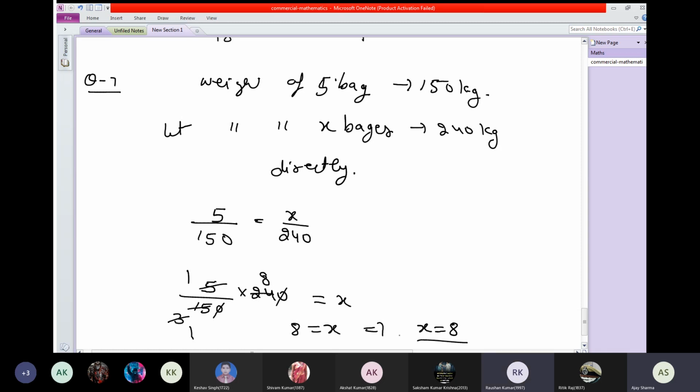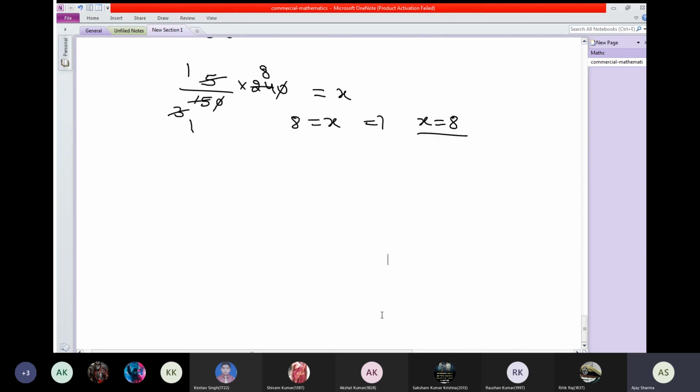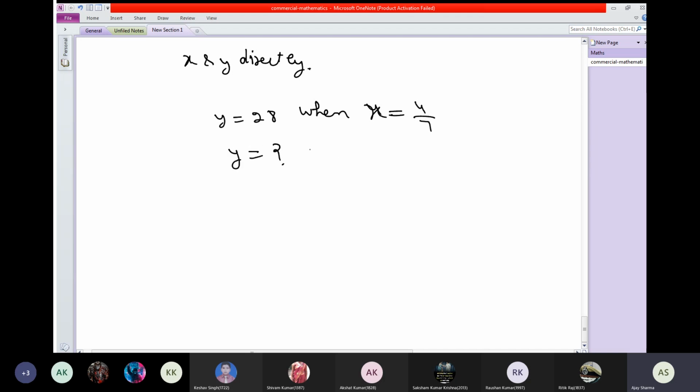Sir, please explain question number 3 again. In question number 3, what is given? x and y vary directly, then their ratio must be the same. What is given? y is 28 when x equals 4 by 7. You have to find the value of y when x equals 14.